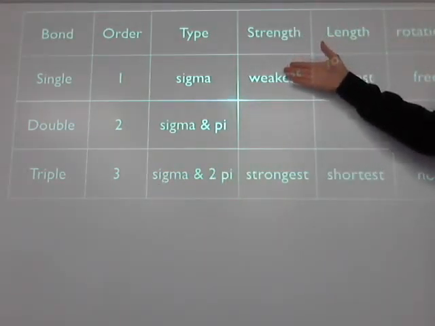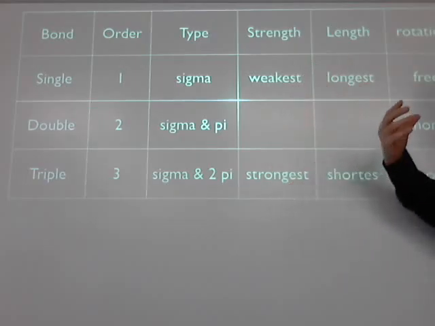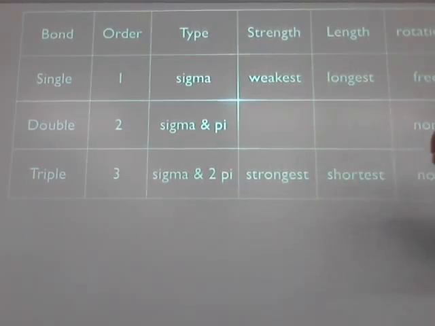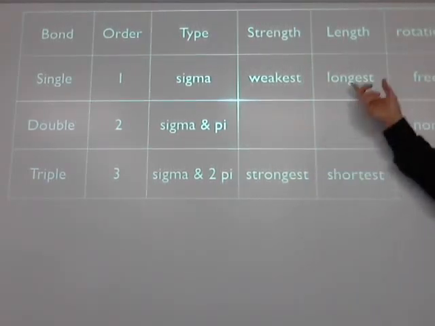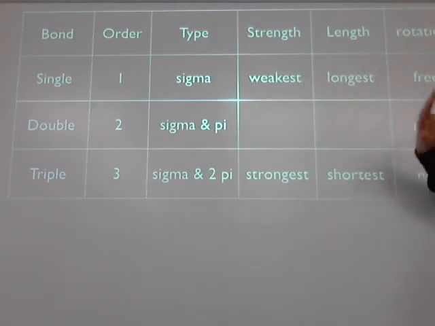The weakest bonds are going to be just the single bonds. Triple bonds will be much stronger and therefore much shorter, pulling those atoms closer together. The weaker bond will be longer. There is free rotation about a single bond and no rotation about double and triple bonds. We had all this. It may not all be coming back to you right now, but we did have it. And a lot of times the questions will ask you about sigma and pi bonds.